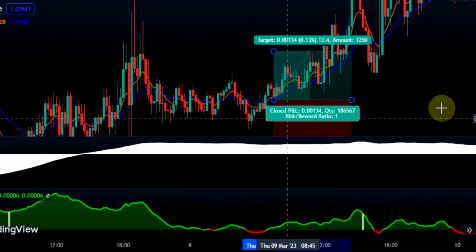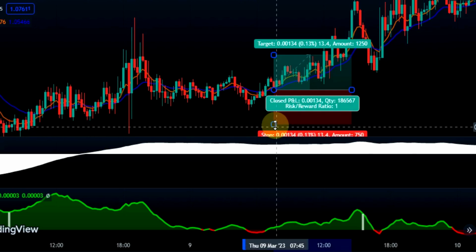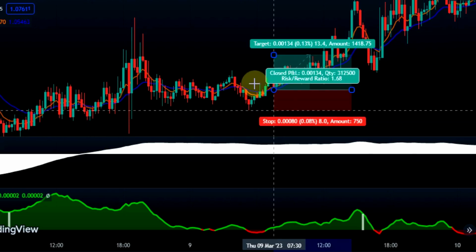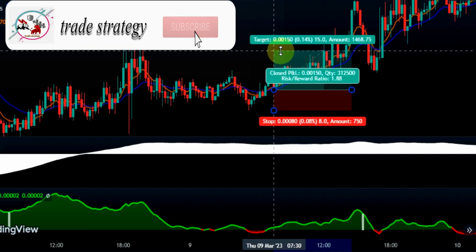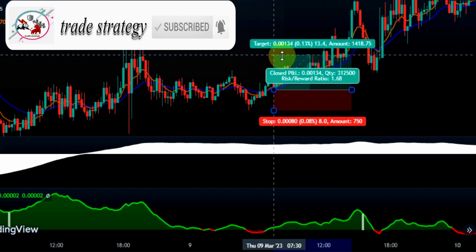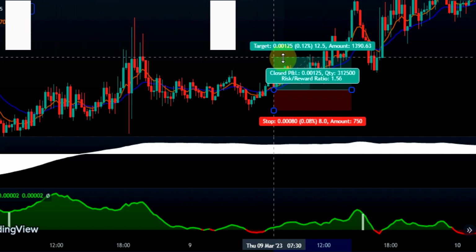We place the stop loss below the previous resistance. If the distance is too high with the previous resistance, we place it below the candle when the sentiment indicator turns green. And we also exit the trade with a target of 1.5.